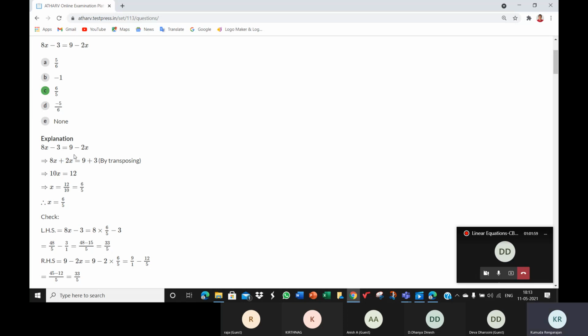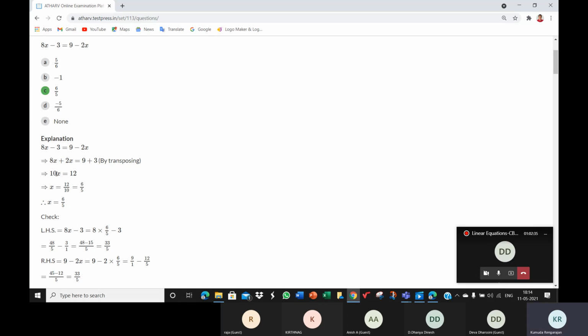So now this minus 2x is in the RHS. When it's transposed, when it goes to the LHS, it becomes plus 2x. So 8x plus 2x is equal to 9, which is originally in the right hand side and stays there, so that's written as it is. Minus 3 from the left hand side moves to the right hand side. So minus 3 becomes plus 3.